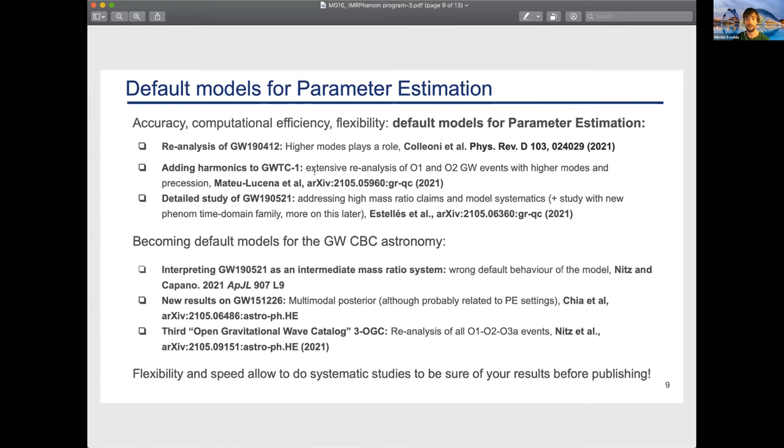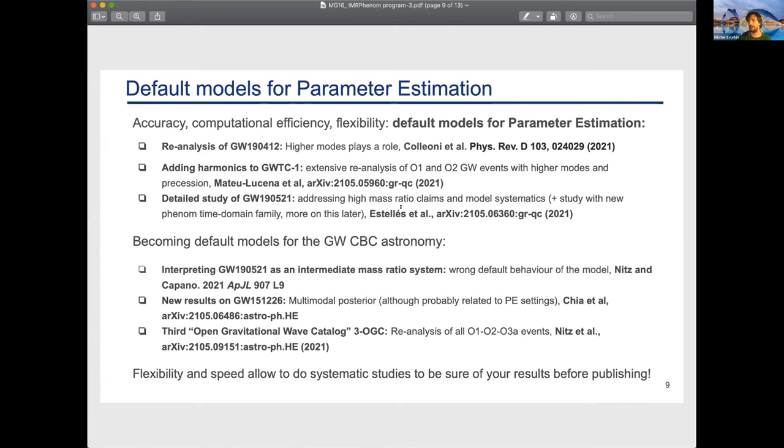And we repeated the same kind of extensive analysis for the reanalysis of the first catalog of transient gravitational wave signals with the full generic model, including higher modes and precession, described in this paper by Maite Mateu-Lucena et al. Between these two first papers, I think we have performed more than 500 parameter estimation runs, which shows the efficiency and the possibilities of these models. Finally, we have also submitted a detailed study of GW190521 that was presented yesterday in the VH4 session by Maite Mateu.